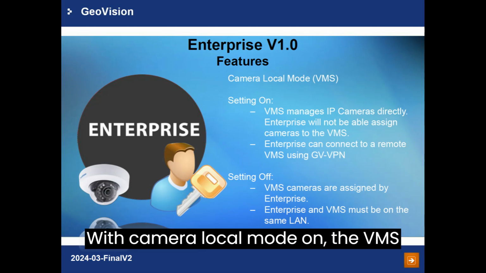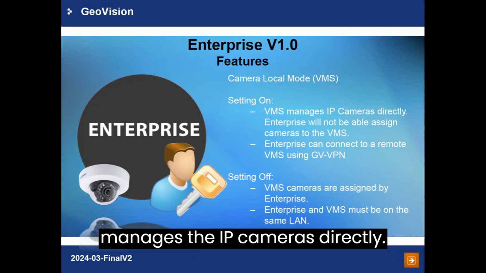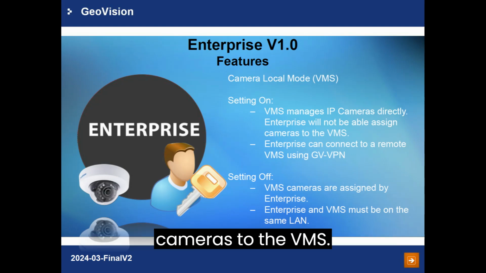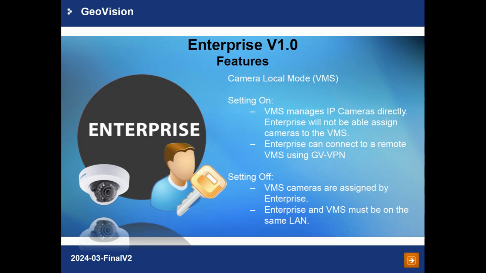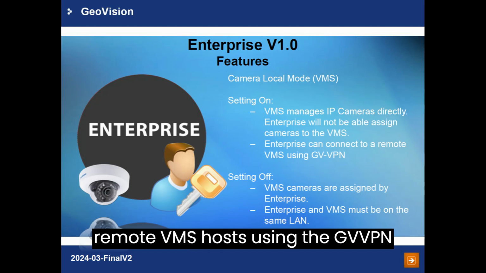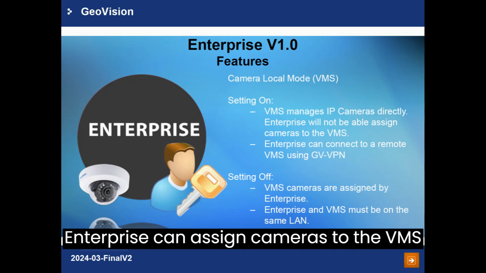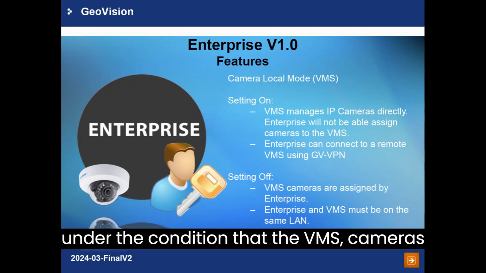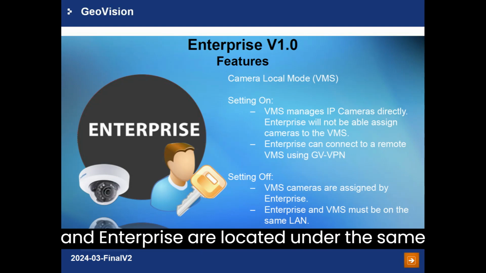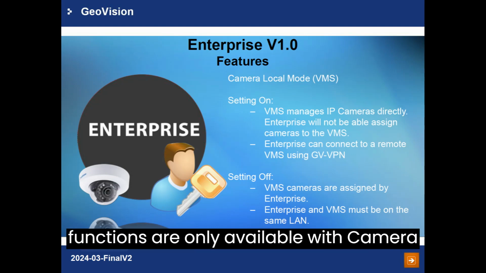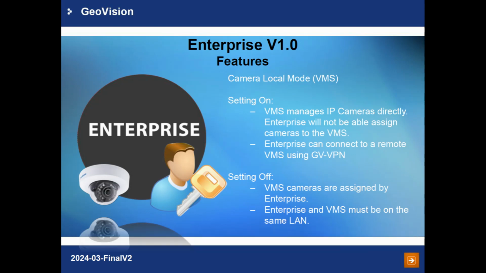With camera local mode on, the VMS manages the IP cameras directly. Enterprise will not be able to assign cameras to the VMS. However, Enterprise can connect to the remote VMS hosts using the GVVPN function. With camera local mode off, Enterprise can assign cameras to the VMS under the condition that the VMS, cameras and Enterprise are located under the same LAN. Do note, some Enterprise functions are only available with camera local mode turned off.